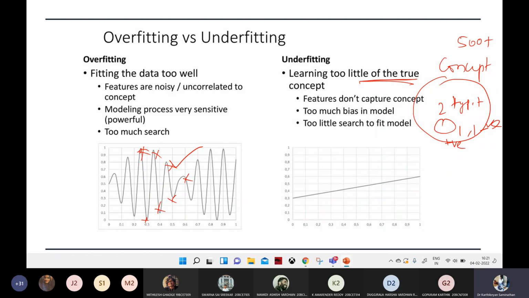I am taking only a few samples, one positive hypothesis, two negative tests during testing. Then out of 500 hypotheses, if I test only one and one, then obviously it is underfitting. Features don't capture the concept, too much bias in the model, too little search to the fit. So this will lead to linear, right?